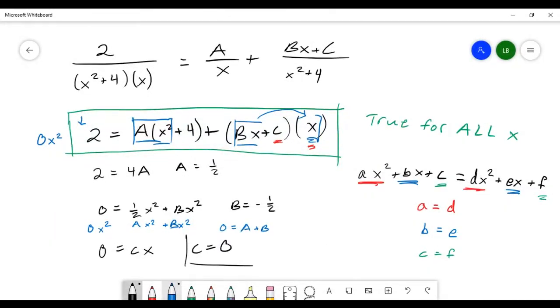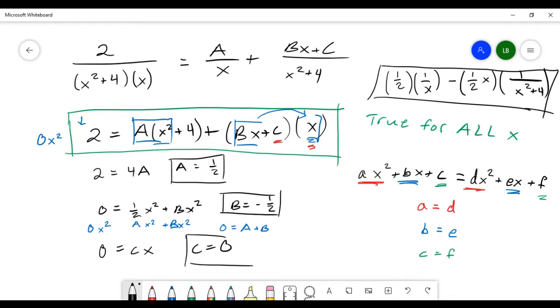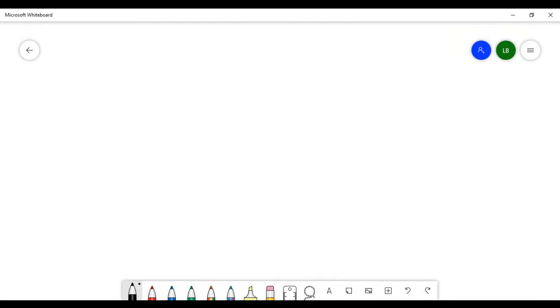All right. So now we have found all of our coefficients, and you were exactly right. We have a equals 1/2, b equals negative 1/2, and c equals 0. So our final answer would be 1/2 times 1 over x minus 1/2 x times 1 over x squared plus 4. Just like that. All right, let's go ahead and go on to the next thing, which is the area between two curves.